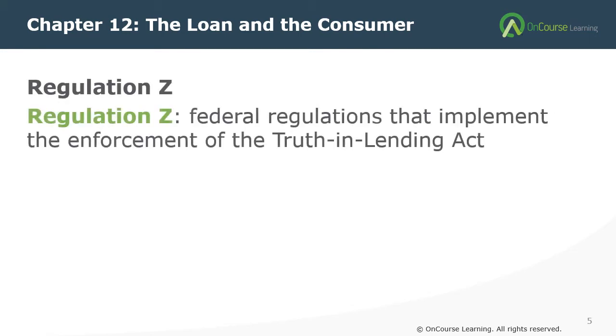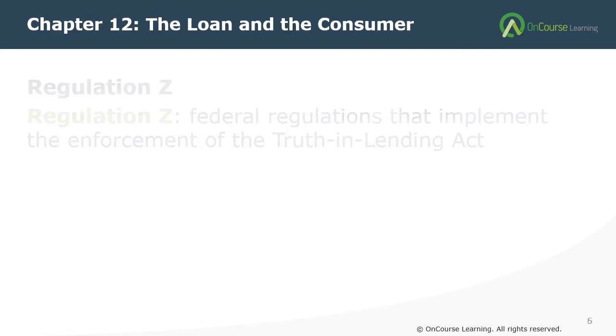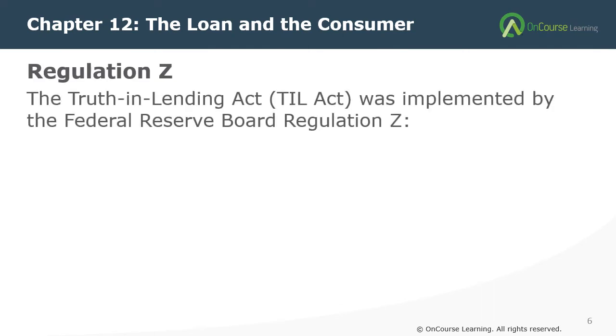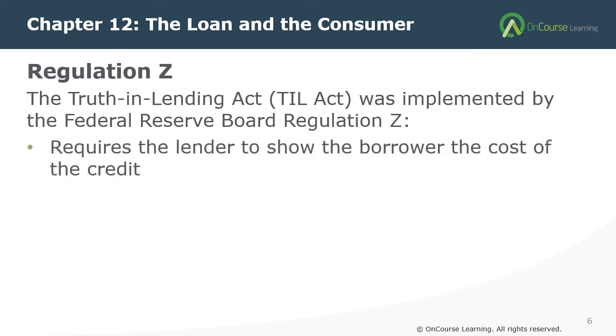Regulation Z encompasses the federal regulations that implement the enforcement of the Truth in Lending Act. And of course, this act applies to all real estate loans. So the Truth in Lending Act was implemented by the Federal Reserve's Regulation Z. It requires the lender to show the borrower the cost of the credit.